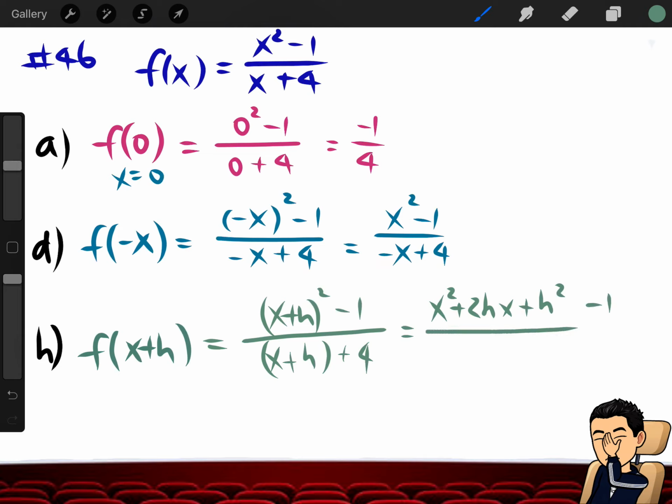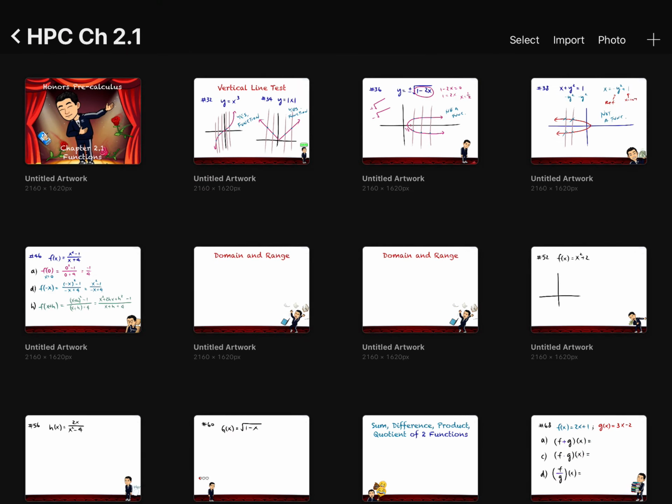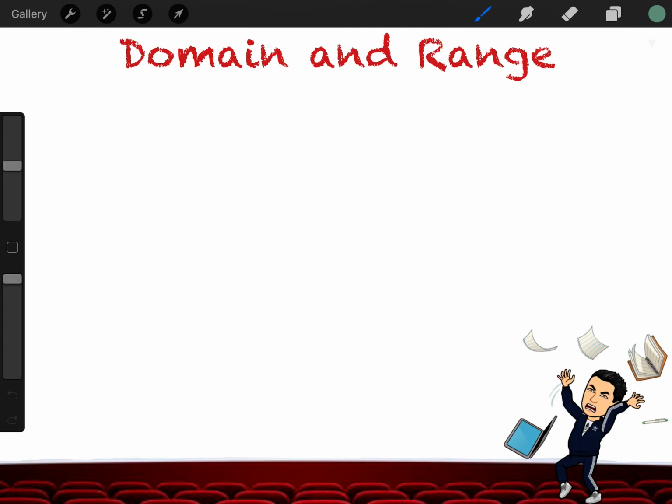Don't forget about that one. And then on the bottom, just remove the parentheses. So it's going to be x plus h plus 4. Okay, so that's it. All right, so there's a topic about domain and range.